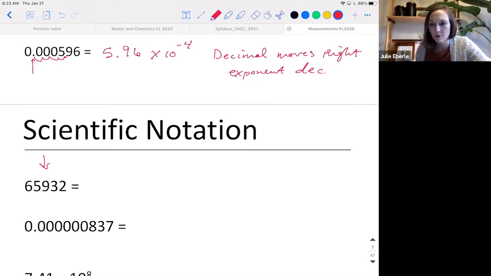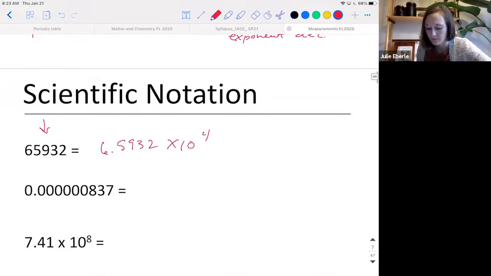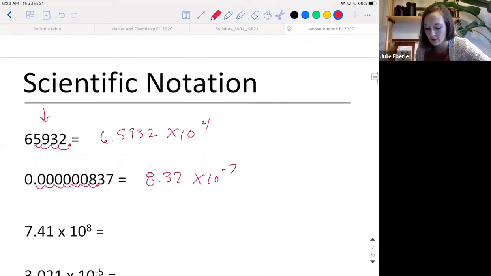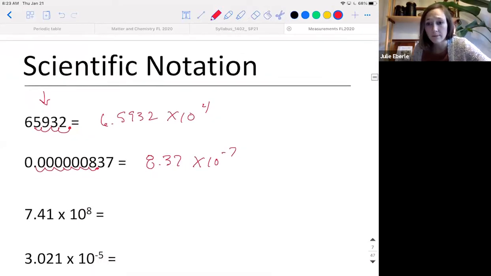All right, anybody have our first one? Kevin's got it: 6.5932 times 10 to the 4th. What about our second one? And Bailey said 8.37 times 10 to the -7. So let me double check. 1, 2, 3, 4, 5, 6, 7 places. It moved to the right, so our exponent's negative. Here, our decimal moved 1, 2, 3, 4, and it's to the left, so it's positive. Questions on that?